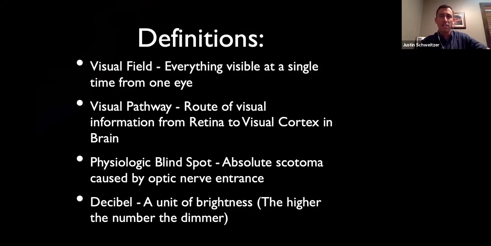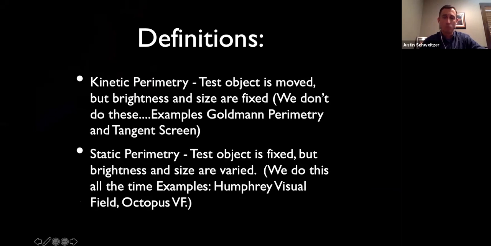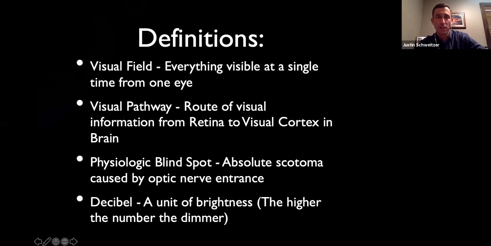So, definitions. Right off the bat, I think these are important definitions to know and understand. When we look at the different definitions out there, the visual field, what is it? It's everything that's visible at a single time from one eye. So when we do visual fields, you all know that they need to be done individually. If we do both eyes at the same time, we're going to pick up different things. The right eye is going to pick up things for the left eye, and the left eye is going to pick up things for the right eye. So keep that in mind.